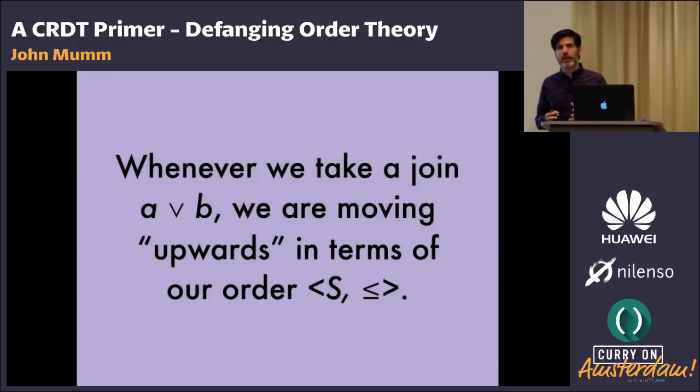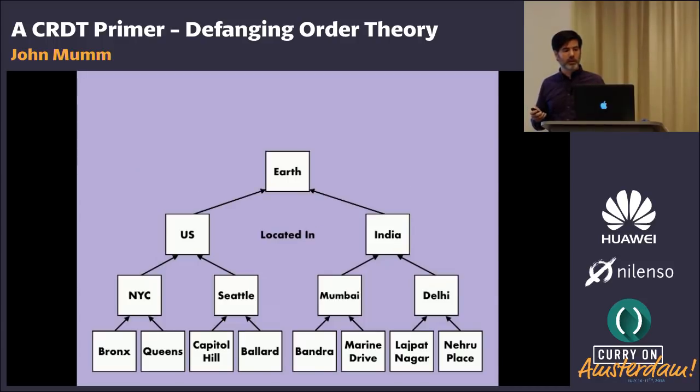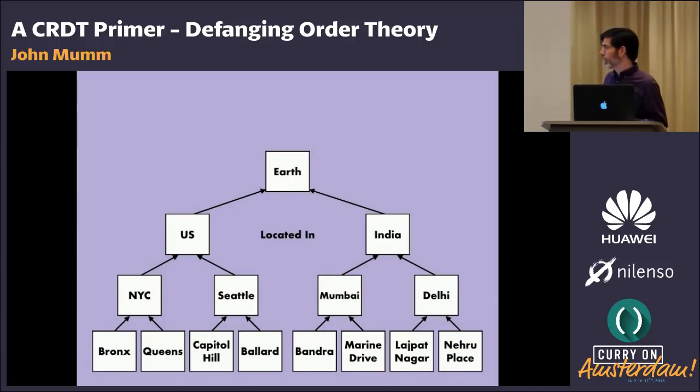Now notice that whenever we take one of these joins, we're moving upwards in terms of our order. So let's see this in action. If we try to join the Bronx and Queens, neither's located in the other. We're back to our located in relation. So we have to go up in our diagram to find the smallest thing that they're less than or equal to. That turns out to be New York City.